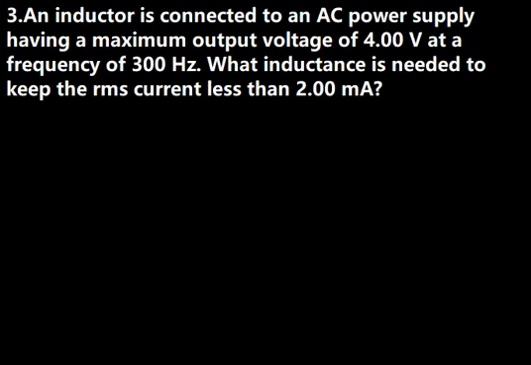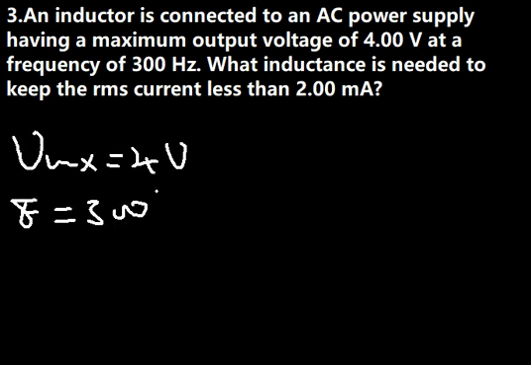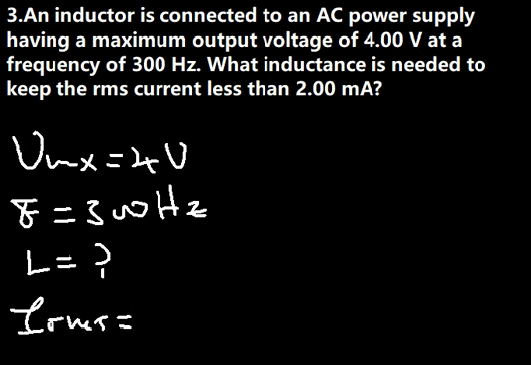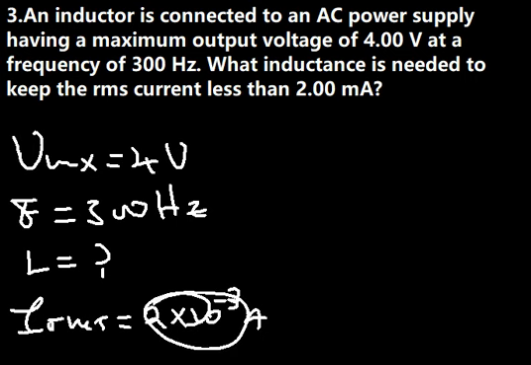Let's say we have this question. An inductor is connected to an AC source supplying a maximum output, that is Vmax, equal to 4 watts at a frequency of 300 Hz. And what is the inductance? Now we're looking for the inductance, and we have the root mean square current, Irms, given as 2 milliamps, that is 2 times 10 to the power negative 3 amps. So keep that in mind.